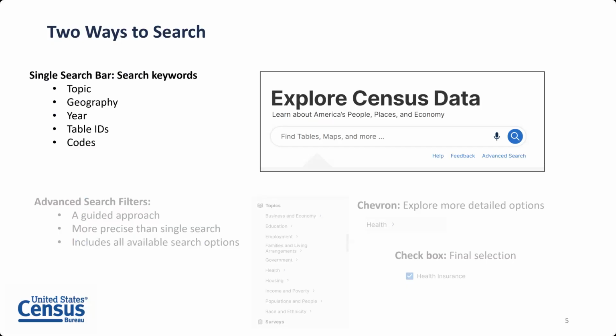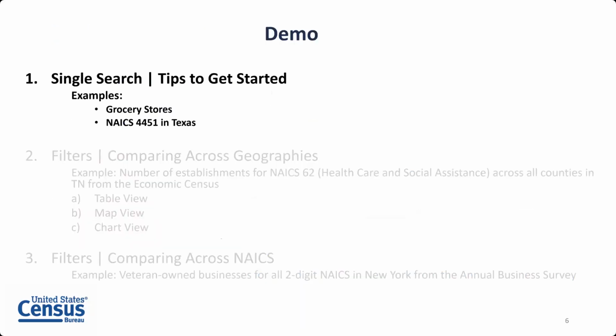And what works well in the single search bar is to type in keywords and phrases, specifically if you have a topic, geography, year, table ID, or NAICS industry code. So for this example, I'm going to do two searches, one first for grocery stores, and we'll explore some of the table results. And then I'm going to fine tune that a little bit and search for NAICS 4451 in Texas.